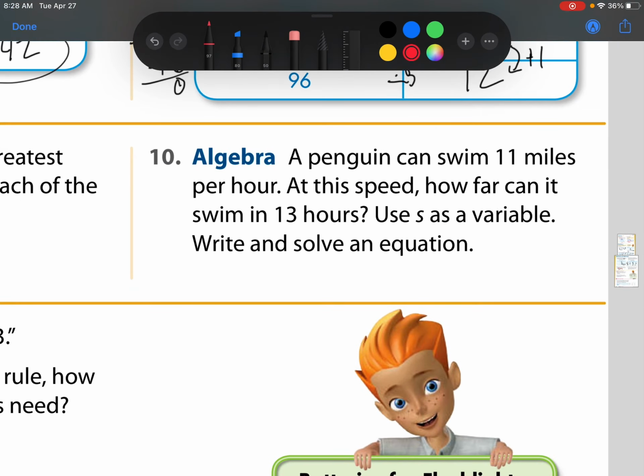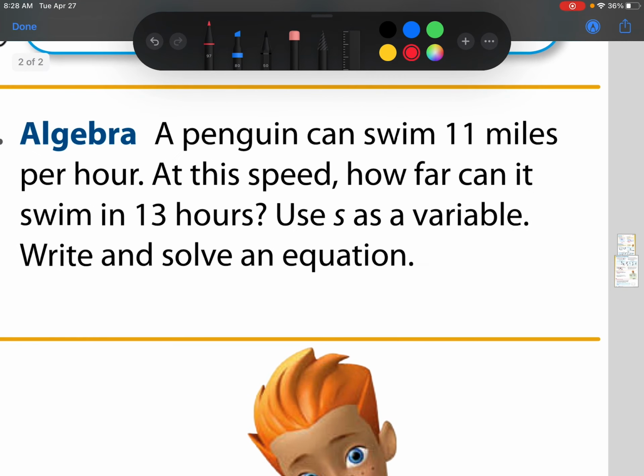Now off to number 10. A penguin, I love penguins, can swim 11 miles per hour. So let's highlight that. And actually, I'm going to do a different color. At this speed, how far can it swim in 13 hours? Use S as a variable. Write and solve an equation. So what do we have? Well, we have it can swim 11 miles per hour, and we're going to have 13 groups. So 11 and 13 groups, 13 hours. And that's going to equal S for swim.